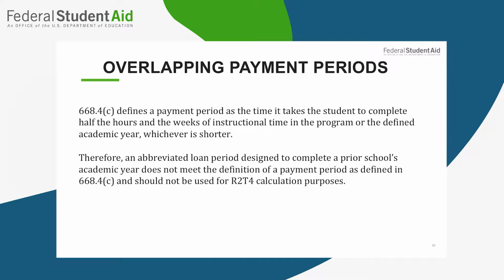So what we're saying here is this abbreviated loan period that's designed to complete the academic year at school A may not meet the definition of a payment period as specified in this regulation, and that short abbreviated loan period should not be used for the return to Title IV funds calculation process.